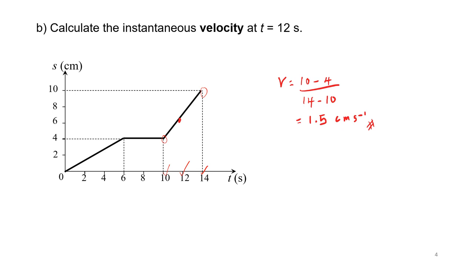Now, we must calculate the gradient of the graph from time 10 seconds to 14 seconds. We use the final displacement, 10 centimeters, and the initial displacement, 4 centimeters. We use the equation for instantaneous velocity, the gradient equation: V equals 10 minus 4 divided by 14 minus 10. We get 1.5 centimeters per second.